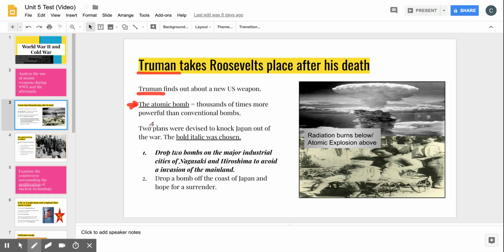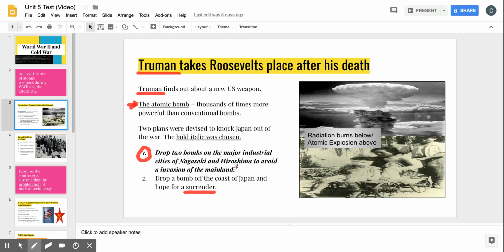At the time, we were still at war with Japan, and two plans were devised to knock Japan out of the war. And the one in the italics is the one that we went with. But let's look at both of them. So they dropped two bombs on the major industrial cities of Nagasaki and Hiroshima to avoid an invasion of the mainland. This was the primary thing that they went with. The second thing that they were thinking about was dropping a bomb off the coast of Japan and hoping that the shock wave and just the sight of the bomb would cause people to surrender.